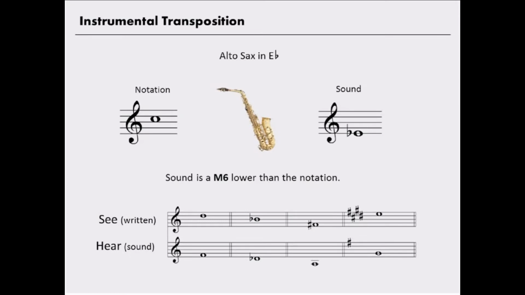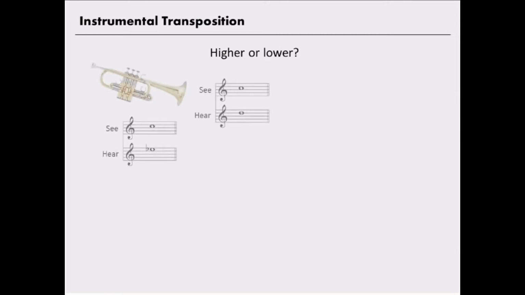We also haven't talked about how to know if the sound is higher or lower than the notation. All the examples we've seen, the sound has been lower, but that isn't always the case. Where this isn't true is for the instruments that are smaller and higher than the standard instrument. So trumpet in D or trumpet in E flat, for example, are smaller instruments that play high music. They're smaller than the B flat trumpet, and so they transpose higher. So a trumpet in D would sound a major second higher. Trumpet in E flat would sound a minor third higher than written.